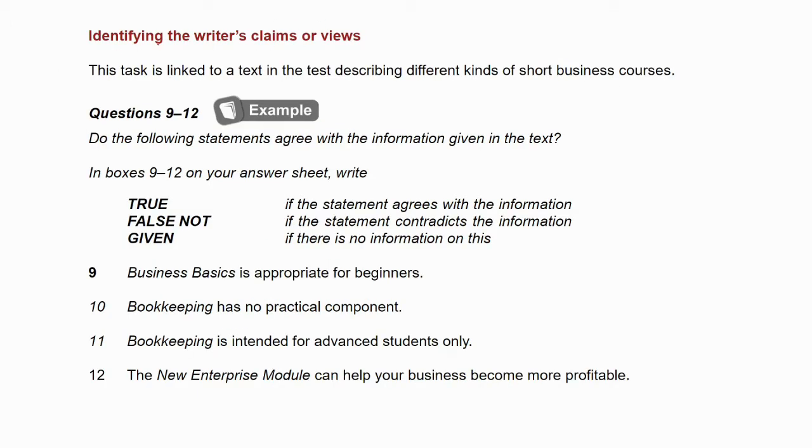Then you can have identification of writer claims of use. This task is linked to a text in the test which describes different kinds of short business courses, whether true, false or not given. If the statement agrees with the information given in the content, then you will write true. If it is false, that means the statement contradicts what has been said, then you write false. Then, if the information is not given, you will write not given.